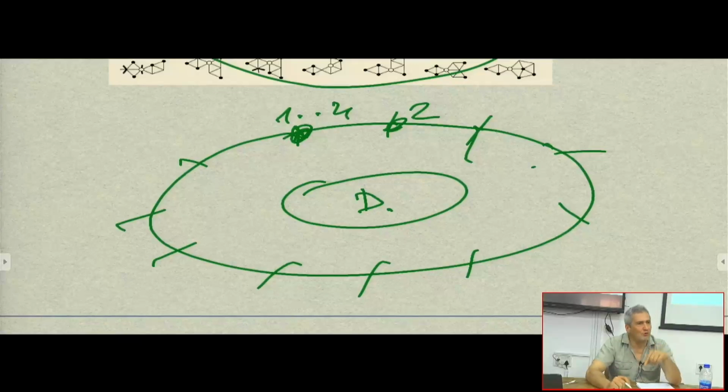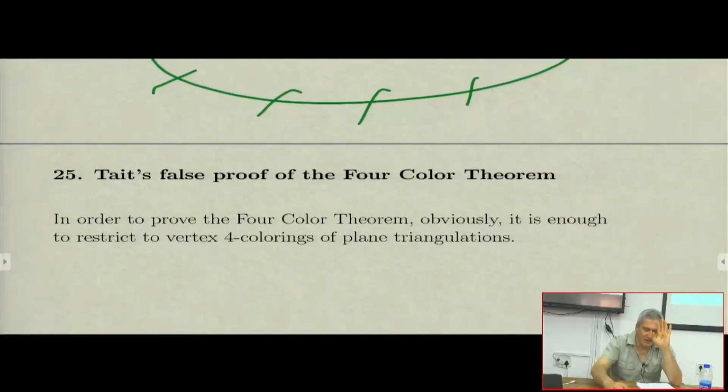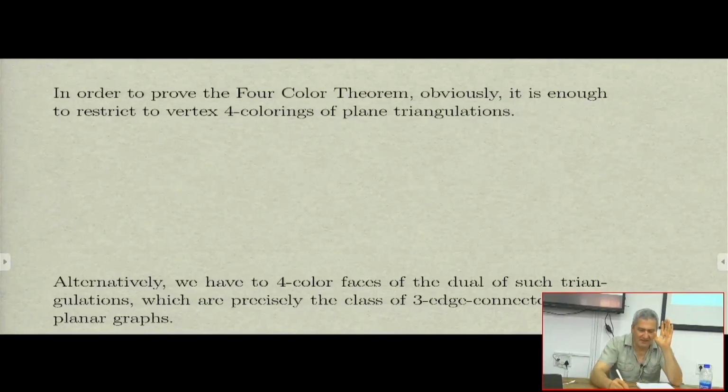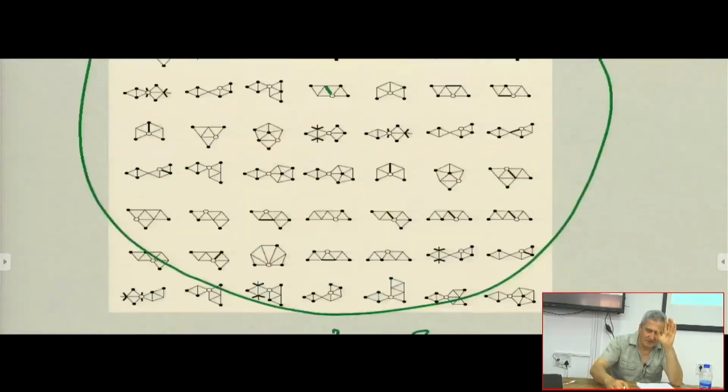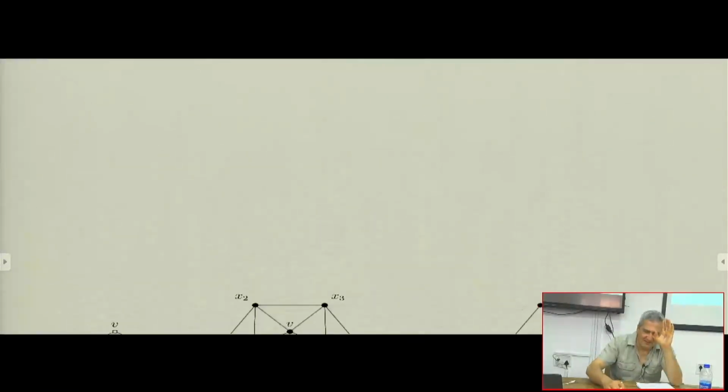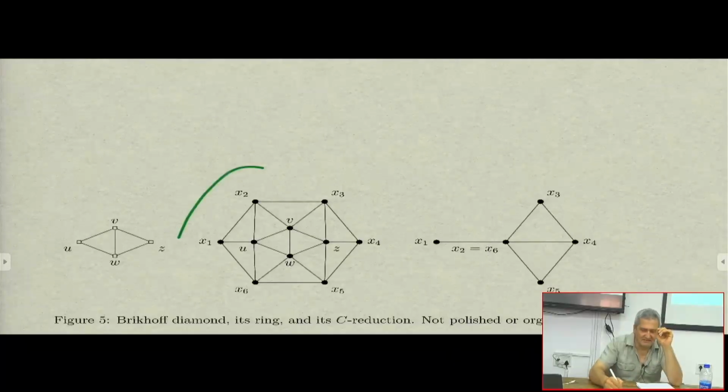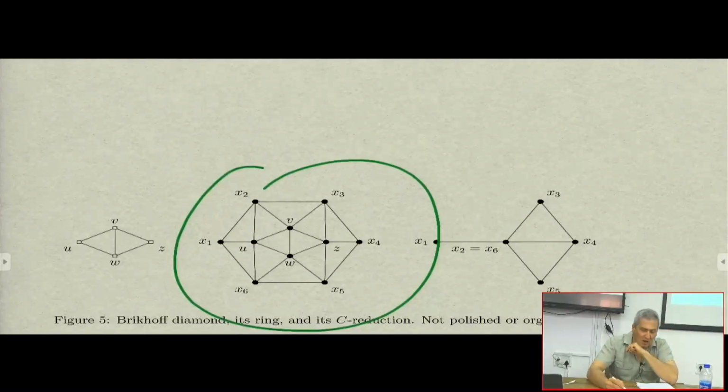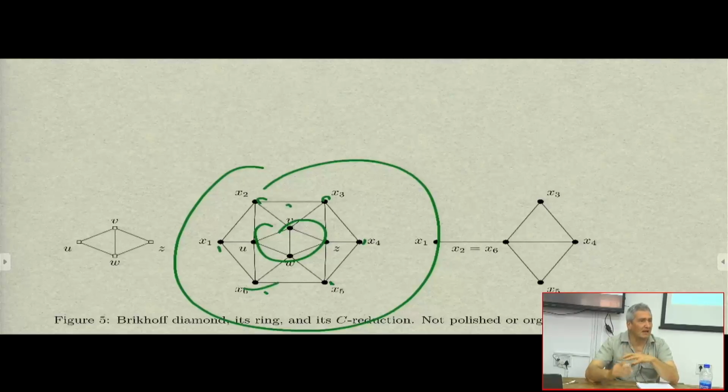Now you're proving that this configuration is reducible. Forget about the counterexample. Now you have something like this, and you have to prove that whatever I color here, I can color this part inside. And here they use a computer. This can be bigger. This can be like 20 vertices.